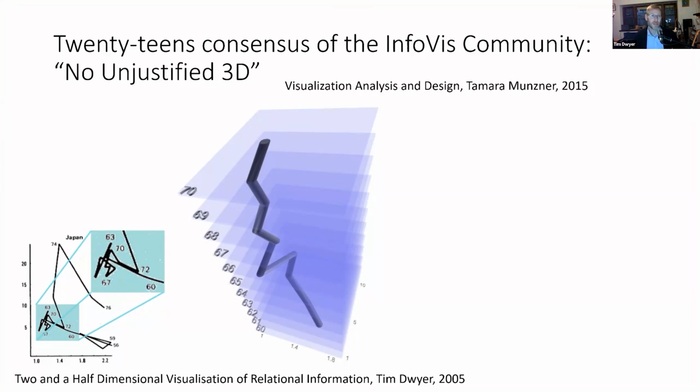In a really great book that we use in teaching visualization quite a lot, and is used in many other places for teaching visualization, Visualization Analysis Design is a book by Tamara Munzner that was published in about 2015. And she spends about 14 pages demolishing the use of 3D graphics for data visualization, or at least what she calls unjustified use of 3D graphics.